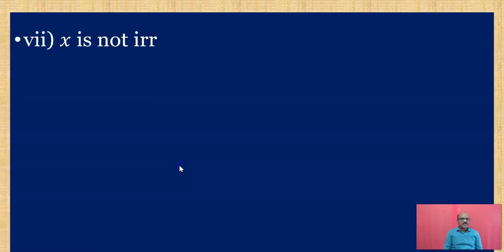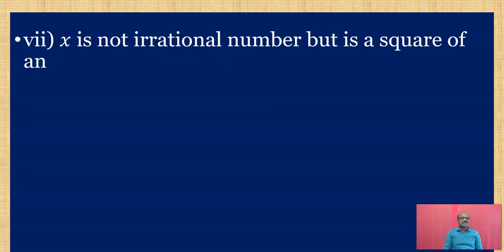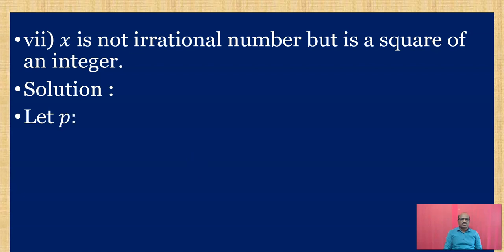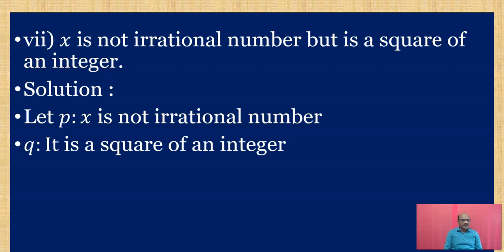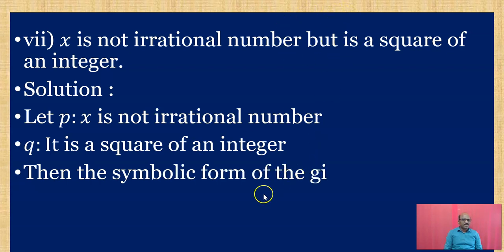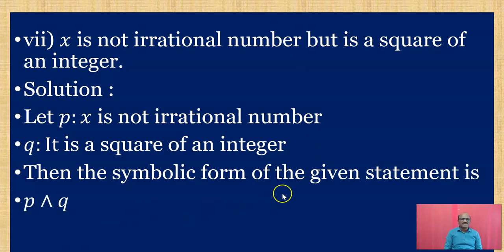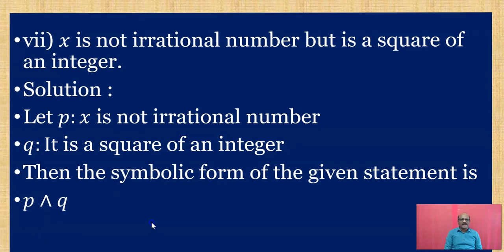Next is: x is not an irrational number, but it is a square of an integer. Solution: let P be x is not an irrational number, Q be it is a square of an integer. Therefore, the symbolic form is, as there is a 'but', P implies Q. Sorry, it is P and Q. Due to the 'but', we apply here 'and'.